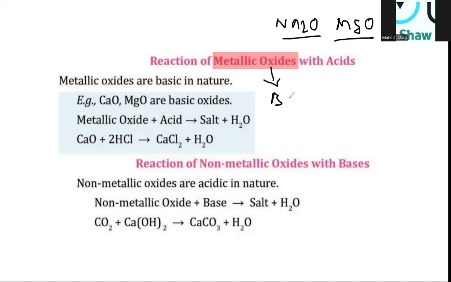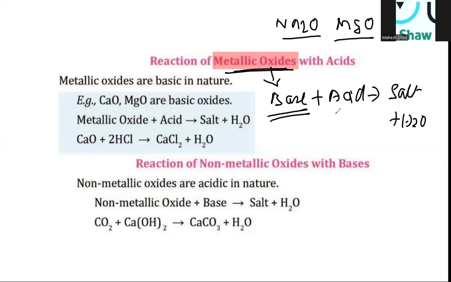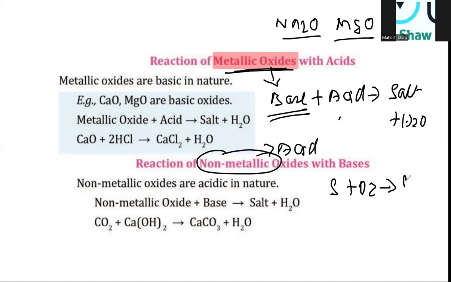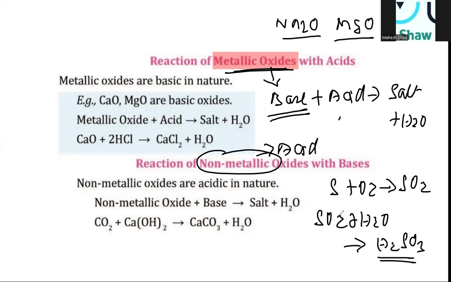So if this is basic in nature, or say a base, clearly it will react with acid to give salt and water. That means metallic oxides, which are basic in nature, will react with acid to give salt and water. Similarly, non-metallic oxides are acidic in nature. If I take sulfur, when it reacts with oxygen, it gives sulfur dioxide. And this sulfur dioxide, if dissolved in water, gives sulfurous acid, that is H2SO3. So we conclude that non-metallic oxides are acidic in nature.